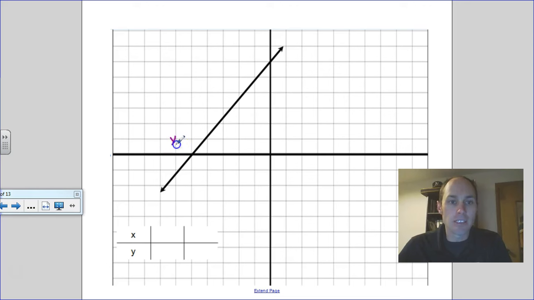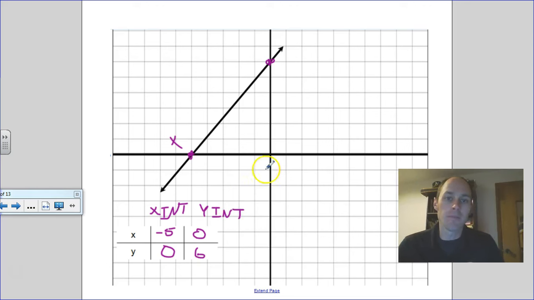So our x-intercept would be negative 1, 2, 3, 4, 5. So negative 5, 0 would be our coordinates. So negative 5 and 0 for our x-intercept. And our y-intercept, where's it across the y-axis? Right here. 1, 2, 3, 4, 5, 6. So 0, 6 would be the coordinates for that one. Okay.